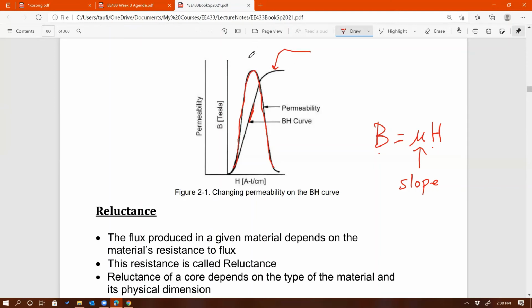So this curve right here shows that as you are traversing through this BH curve, the permeability, or the mu, or the slope, starts from zero, goes up, reaches its maximum value, and then comes down again, right? Okay.